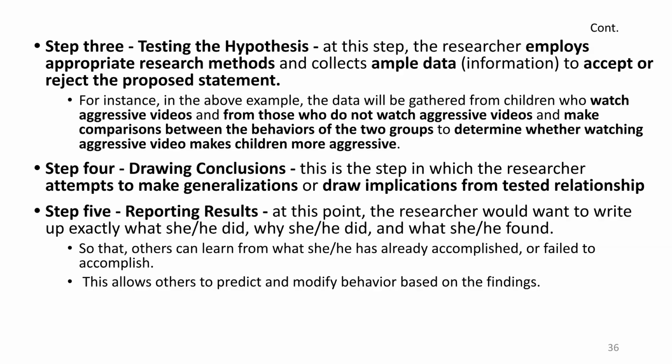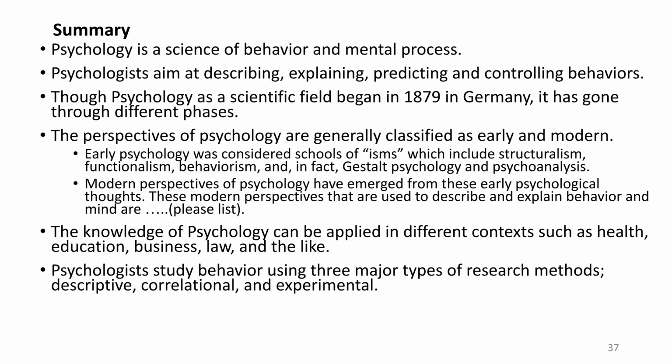Scientific research follows 5 major steps. Step 1 is defining the problem by noticing something attention-catching. Step 2 is formulating the hypothesis, which is an educated, testable guess about the observations. Step 3 is testing the hypothesis using appropriate methods and collecting data. Step 4 is drawing conclusions, where generalizations are made. Finally, Step 5 is reporting results, detailing the procedure, findings, and implications so others can learn from the research.